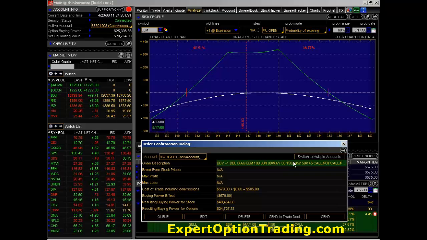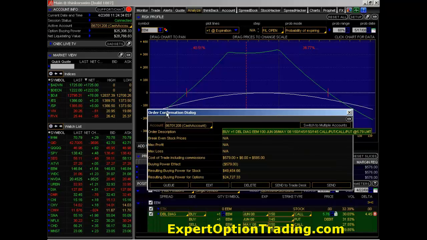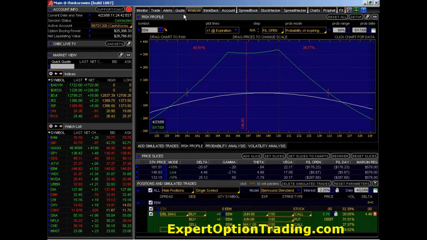Now, if we were to enter this position, we've brought up our order confirmation dialog box. All we have to do is send it, and it goes off to the market, and we hopefully get our price. If we don't get our price, I show you in other videos, when we actually enter into live trades, exactly how to adjust your price in order to get filled on these positions. So take a look at those videos.